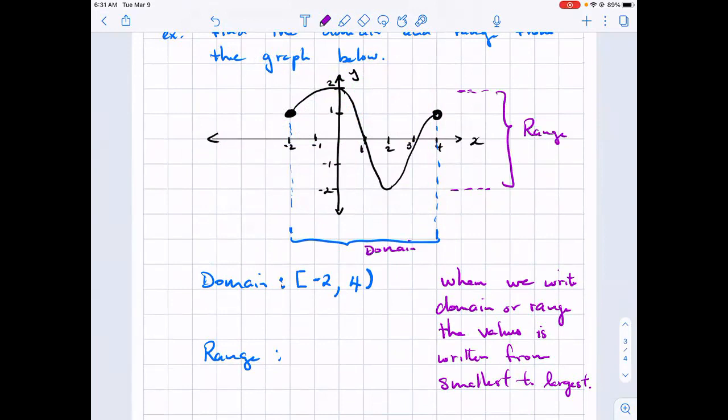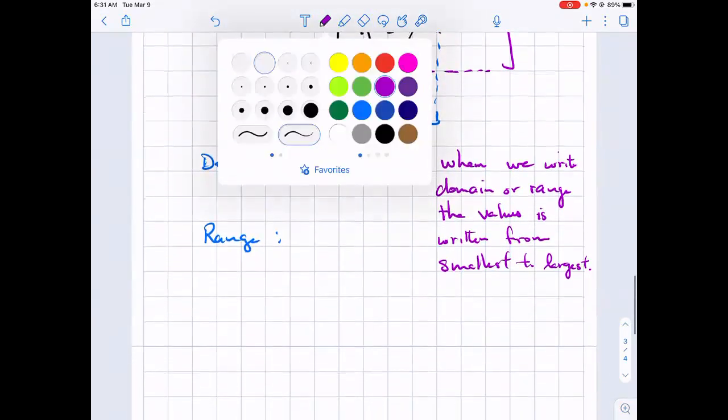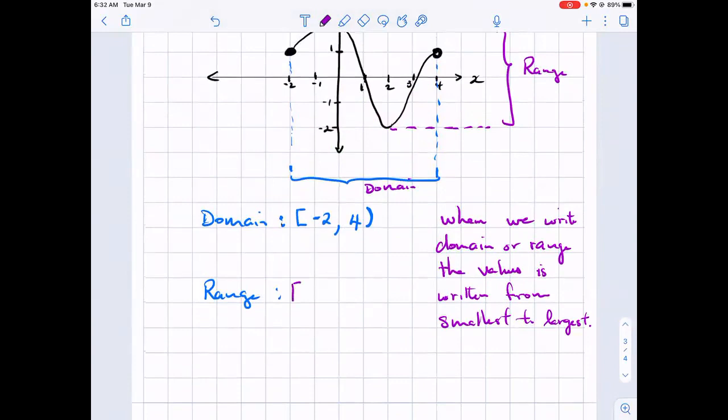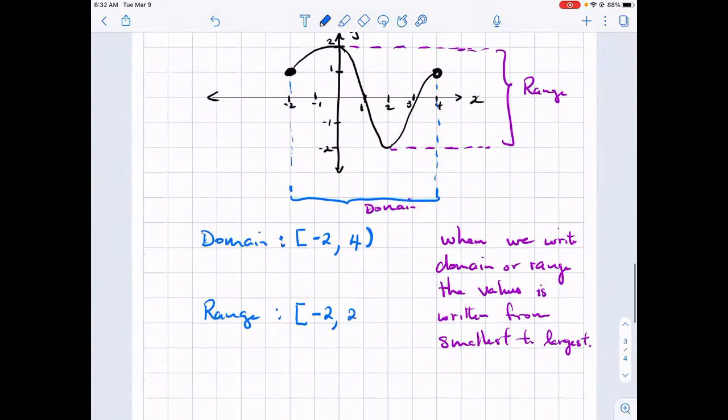Okay, so it's the highest y value. The graph is all the way to there, and the lowest y value. Okay, so if I write that, that will be bracket, oops, will be bracket from -2 to 2.